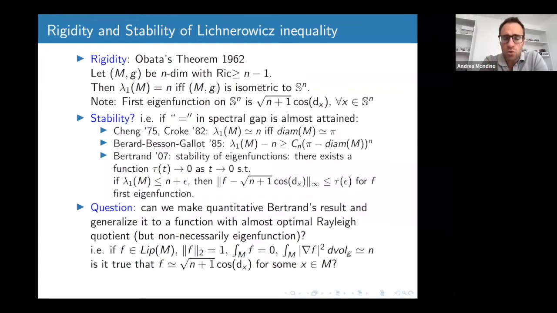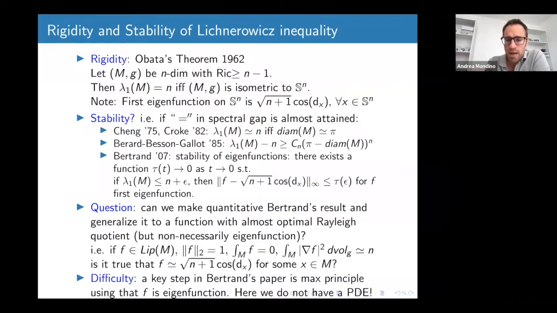And can we generalize it to functions with almost optimal Rayleigh quotients and also in non-smooth spaces? The question is, if I have a non-smooth space with a lower bound on the Ricci, and if I have a Lipschitz function with L2 norm equal to 1 and null mean value, I know only that the Dirichlet energy of the function is close to n. So this function is not an eigenfunction, it's just that the quotient of the Dirichlet energy and the L2 norm is very, very small. So is it true that my function must be close to the cosine of the distance function from a certain pole?